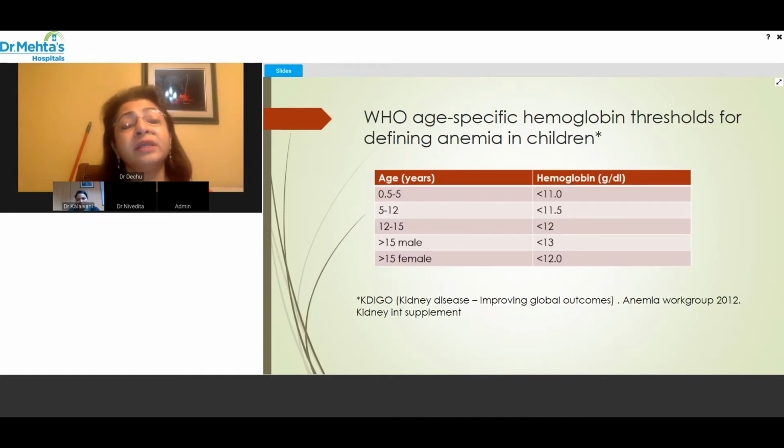So the WHO also defines specific hemoglobin thresholds for anemia in children. This is again from the KDIGO, and you can see that typically hemoglobin of less than 11 in the younger age group and less than 12 in the older age group, and for males less than 13 would qualify as anemia.